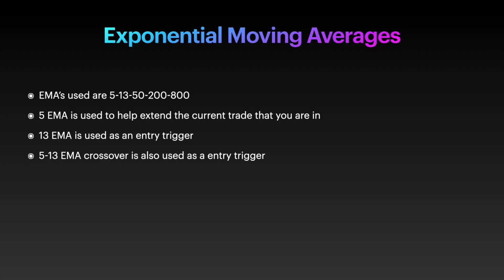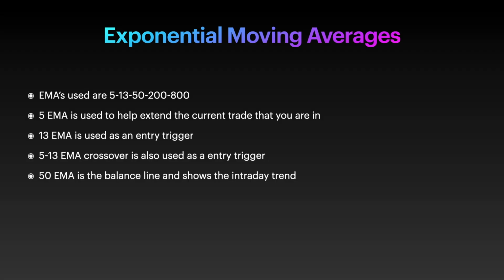So if you're a super conservative trader, and there's nothing wrong with that, and you want to wait for that 5 and 13 crossover for the entry trigger, then that's where you're going to use the combination. Now, the 50 EMA is the balance line, and it basically shows the intraday trend.